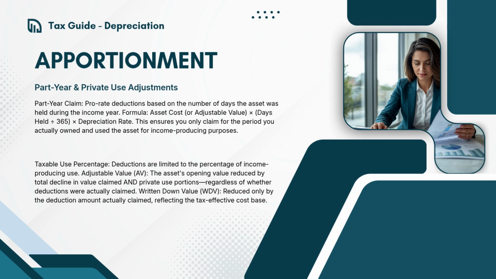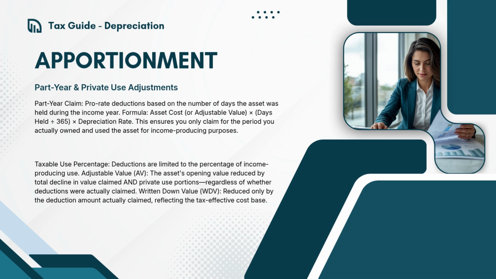The adjustable value is the original cost minus the total physical decline in value of the asset, regardless of whether it was used privately or for work. This is the number we use to calculate the next year's diminishing value claim. The written down value is the original cost minus only the tax-deductible amount you successfully claimed. We need the written down value later when we dispose of the asset.